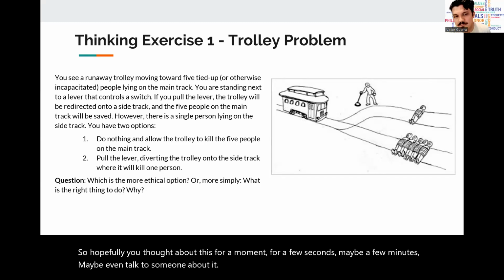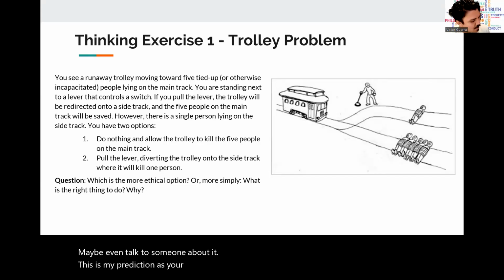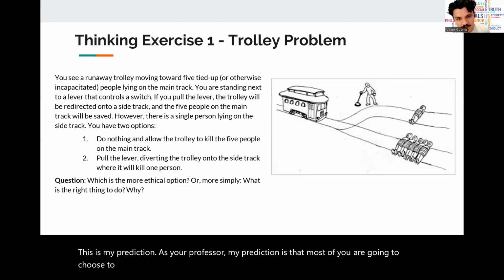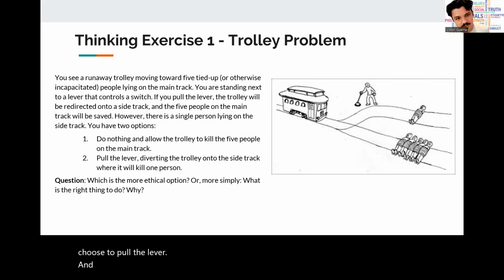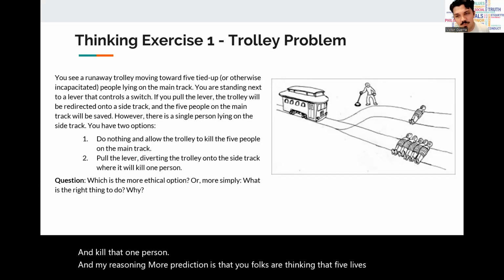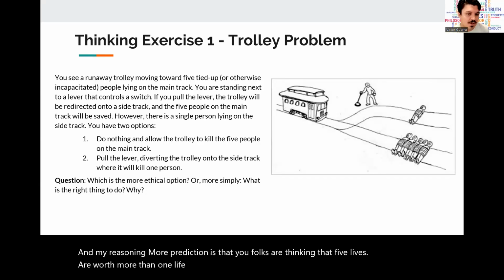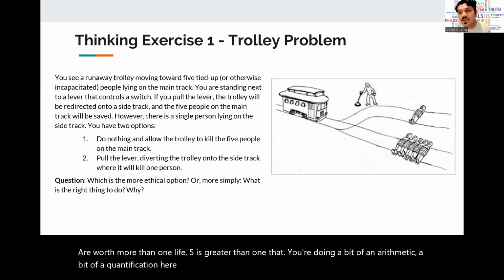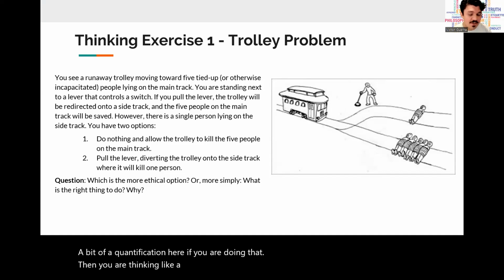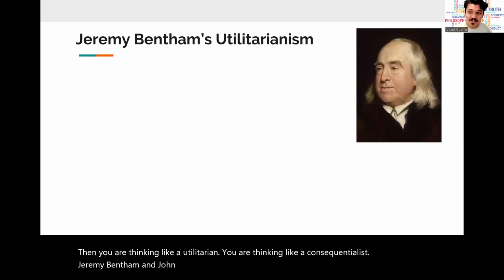This is my prediction as your professor. My prediction is that most of you are going to choose to pull the lever and kill that 1 person. And my reasoning is that you folks are thinking that 5 lives are worth more than 1 life. 5 is greater than 1, that you're doing a bit of arithmetic, a bit of quantification here. If you are doing that, then you are thinking like a utilitarian. You're thinking like a consequentialist. Jeremy Bentham and John Stuart Mill would say, good job at this point.